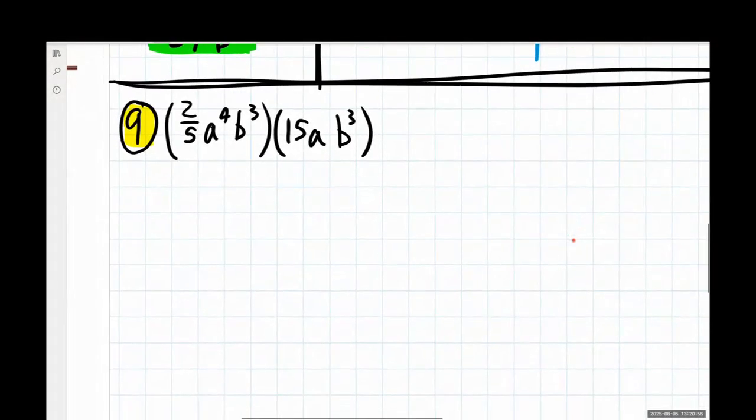Okay, so looking at number 9, we have been given 2/5 a to the fourth b cubed times 15 b to the third. And again, this is one of those ones where it looks like there's a whole bunch of stuff going on, and there kind of is, but I really recommend, as best we can, being willing to rewrite this problem in slightly different formats, and that could help us see, hey, this thing isn't actually as big and complex and terrible as I might initially think.